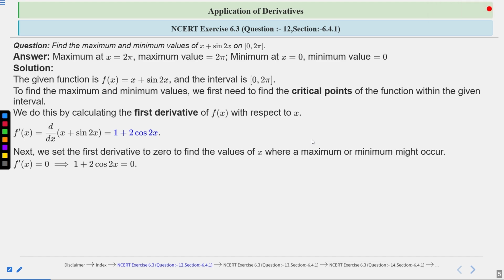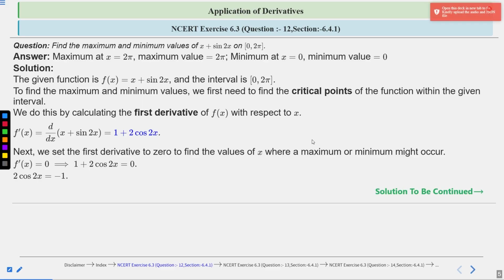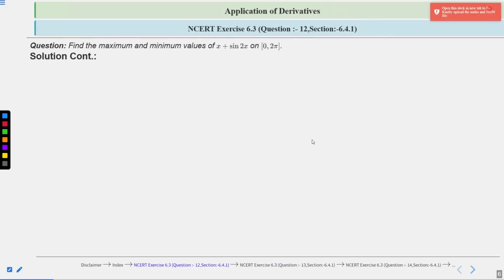Now, f dash x is basically equal to 0. This implies 1 plus 2 cos 2x is equal to 0, right? Hence, we can say that 2 cos 2x is equal to minus 1, okay? Now, let us see. Cos 2x will be equal to minus 1 by 2.